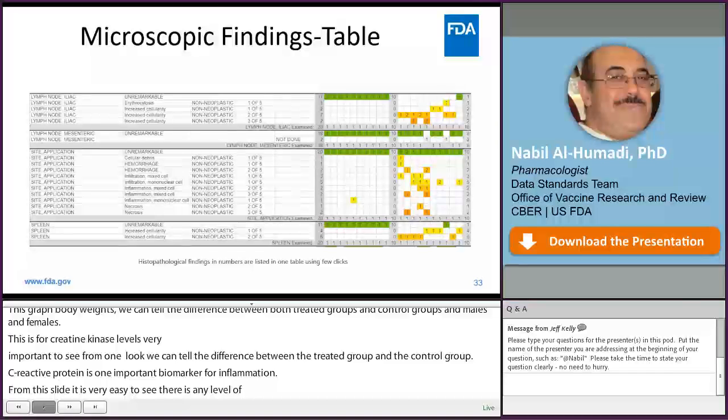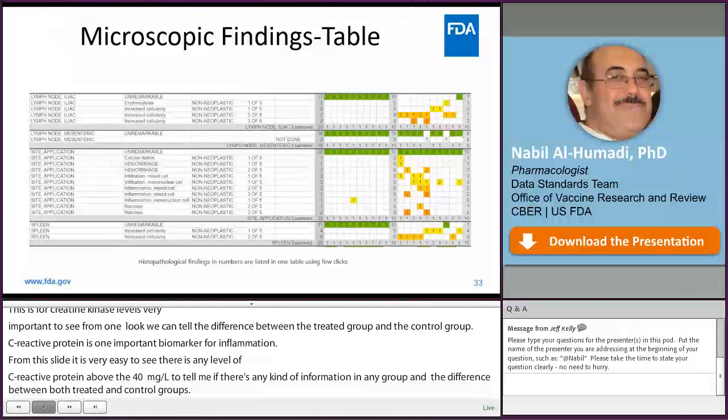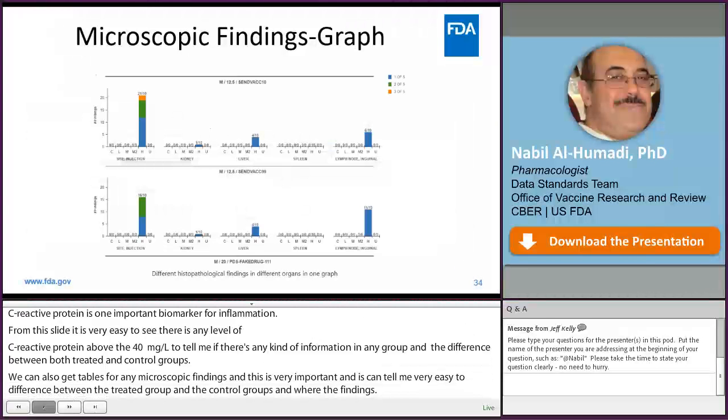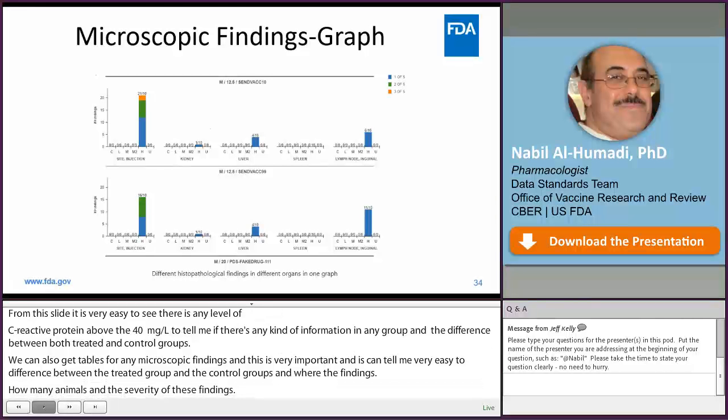We can also get tables for any microscopic findings. This is very important. It can tell me very easily the difference between the treated groups and the control groups in their findings, and how many animals and the severity of these findings. Finally, this is a graph about the microscopic findings in different organs like kidney, liver, spleen, lymph nodes, and site of injection. It is very easy to find out the difference between the treated groups and the control groups and the severity of the finding.